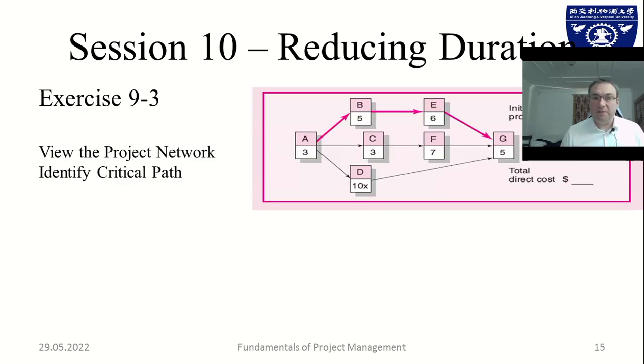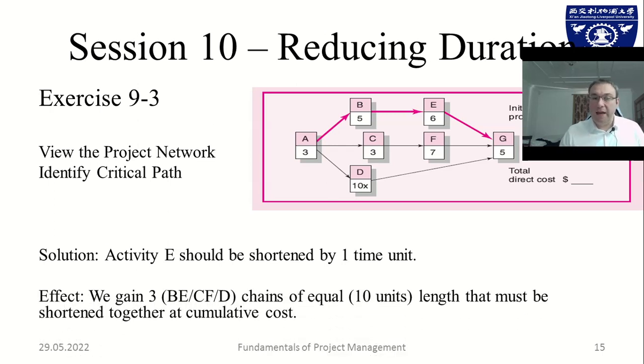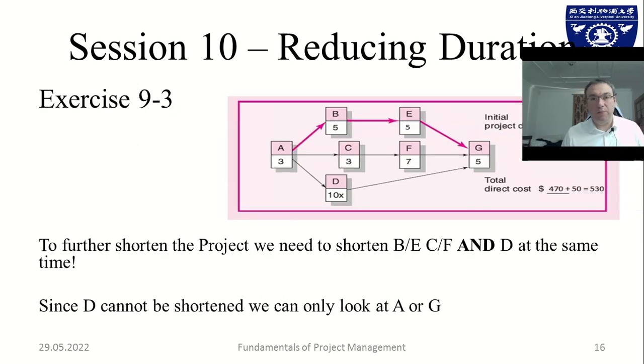Looking at the critical path and moving through this whole exercise, obviously we start crashing by the lowest cost, or biggest bang for lowest buck, and that would be E. And then we have, as I said, 3 chains of equal length, exactly 10 time units. And then we need to shorten these together at the same time at the corresponding cost, or look at the activity A and G, which are the starting and end points.